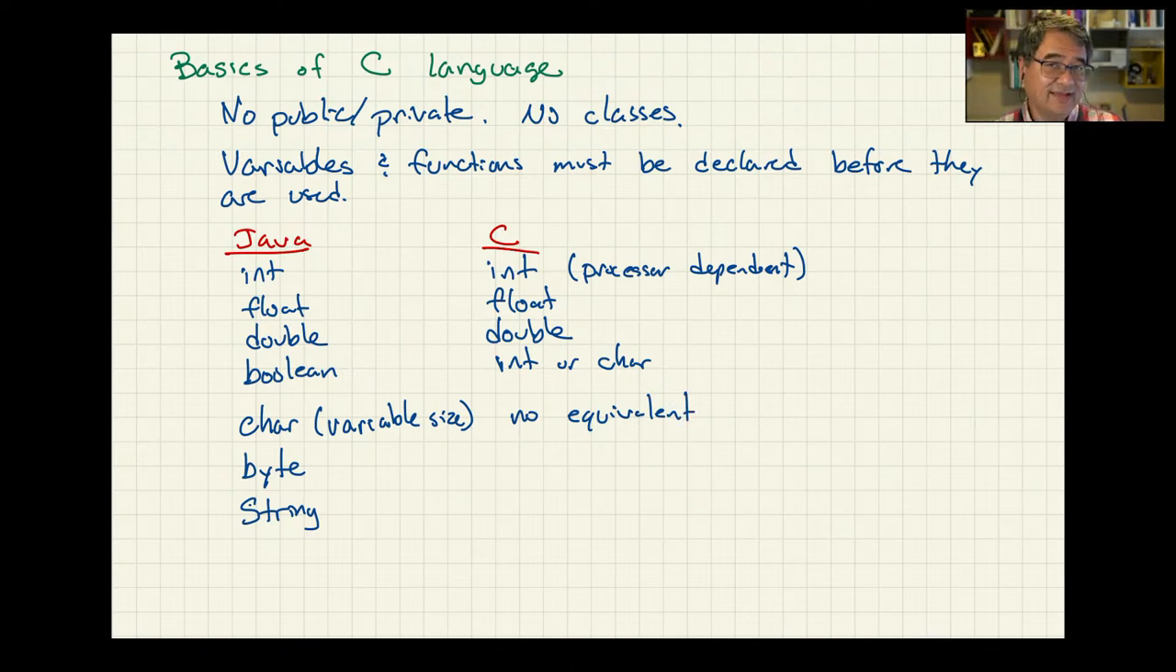Java has the byte data type, which is exactly one character. Exactly 1 byte, obviously. 8 bits. What would be the equivalent C data type? Character.